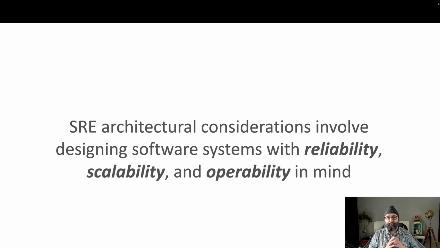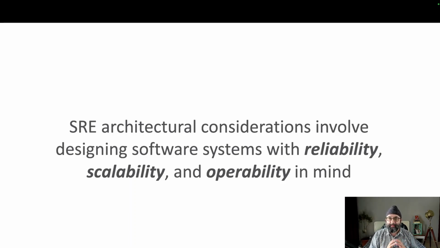In this module, we talk about the SRE architectural considerations and how they shape and form, how they evolve from traditional architectures to cloud native architectures, and where they are proceeding in today's world. Now, SRE architecture considerations involve designing software systems with three things in mind: reliability, scalability, and operability.